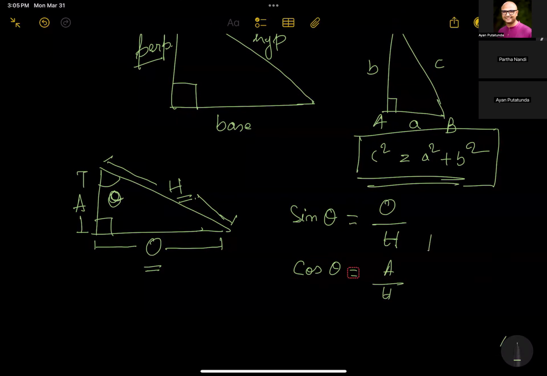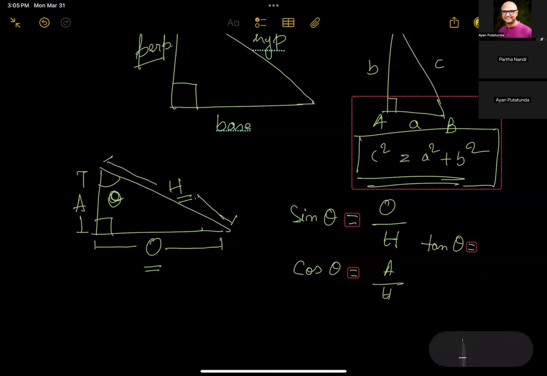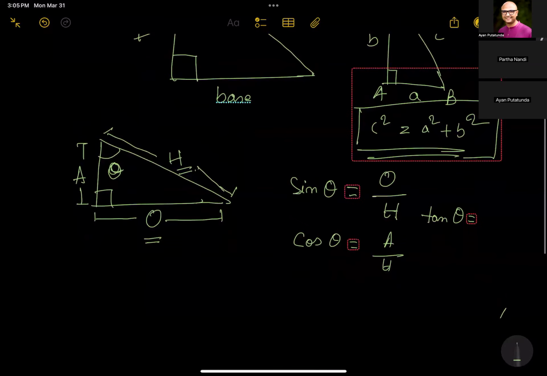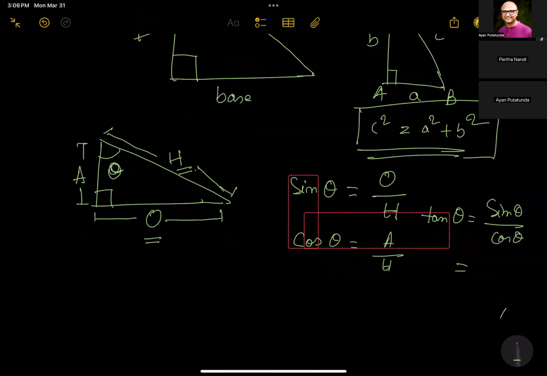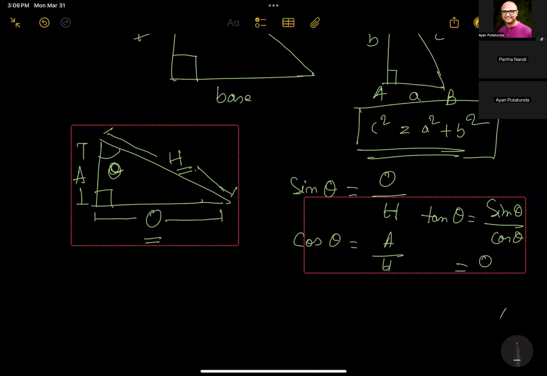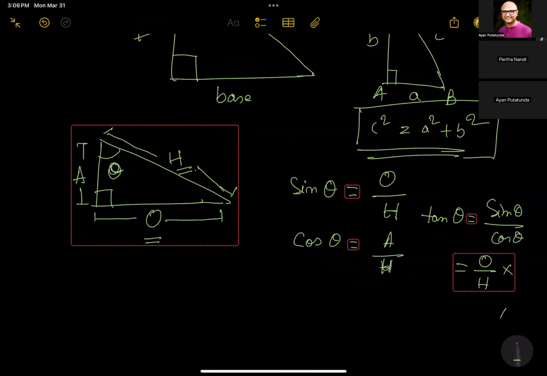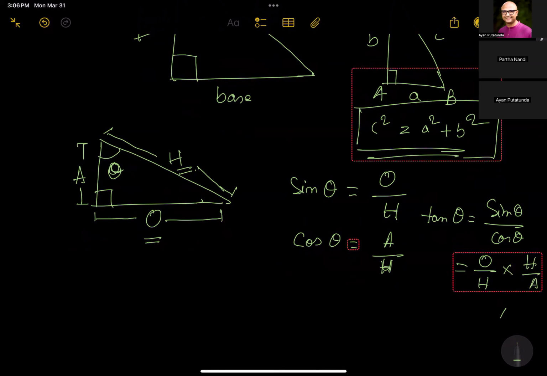Now, if you go to tan theta, right? What is tan theta? Tan theta is nothing but sine theta by cos theta, right? Sine theta by cos theta, correct? So when we simplify this equation, what was sine theta? It was O by H. Then this is H by A. This will reverse because it is 1 by cos theta, and this cancels out. So you are remaining with O by A.